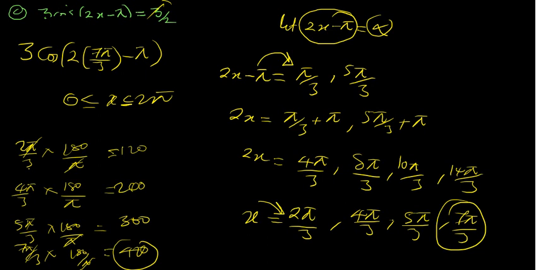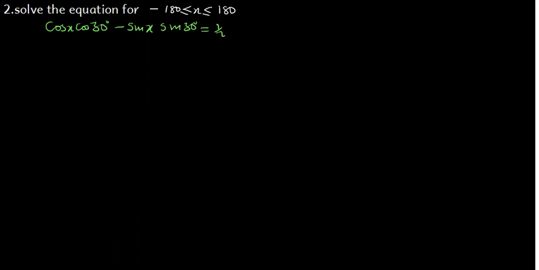So the last one will not be included because it is out of our range, unless they gave us a limitless range. But because the range was limited, the last one is not going to be part of our solution, so only up to this point. Alright, let's consider also the last question here. It told us to solve the equation.